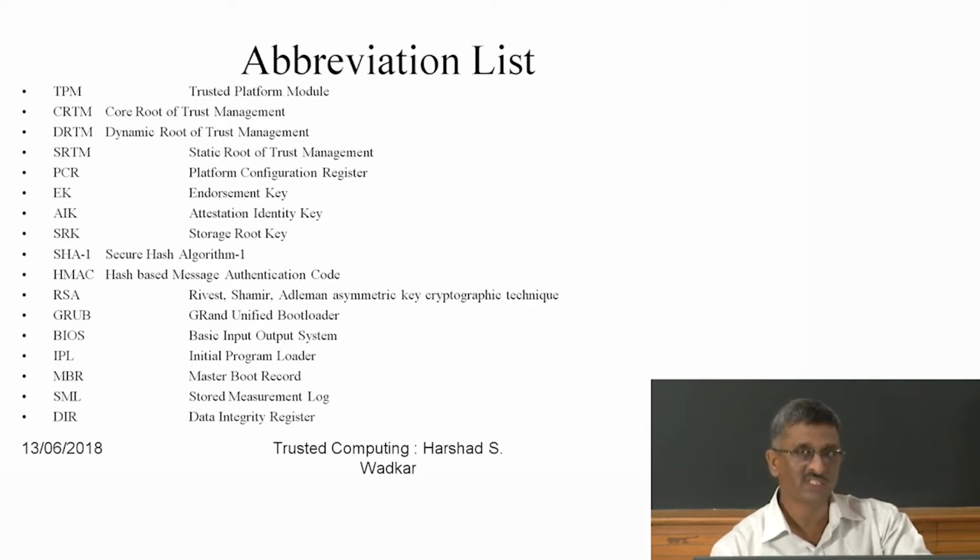If you have a machine which has Windows as well as Linux, a dual bootable system, it shows one UI first. You can select either Windows or Linux or memory test and all those things. There GRUB comes into picture. BIOS, when you start your machine, the first thing that comes into picture is BIOS. IPL, that is the initial program loader. MBR, SML and DIR. Here DIR is data integrity register, not a directory.